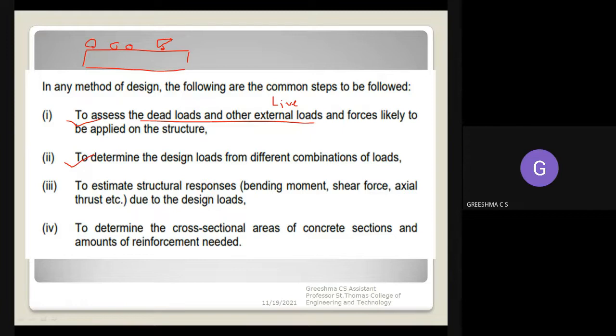Second one is you have to determine the design load for the different combinations of the load. Not just dead load and live load, you should also consider the wind load. If the structure is more than 10 meters, as you go up, the wind pressure will be very high. So if you're going more than 10 or 15 meters high, you have to consider the wind load. At the same time, you have to also consider the earthquake load. Earthquake is also imposing a certain amount of forces. Then the snow load, in countries like Canada or London, where you can see the ice.